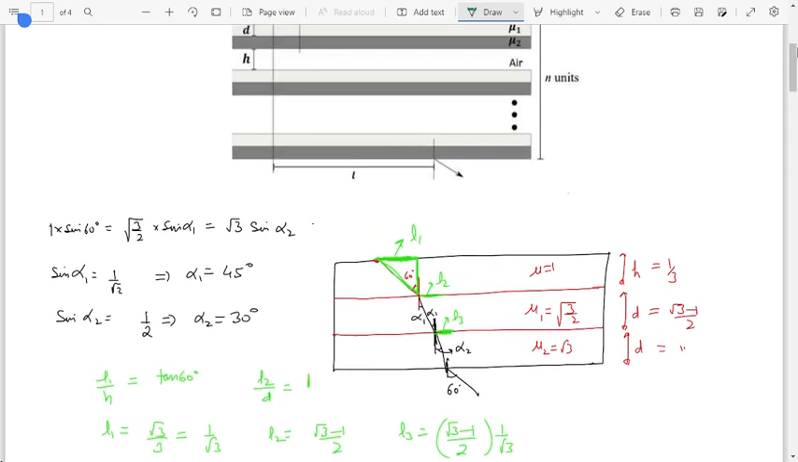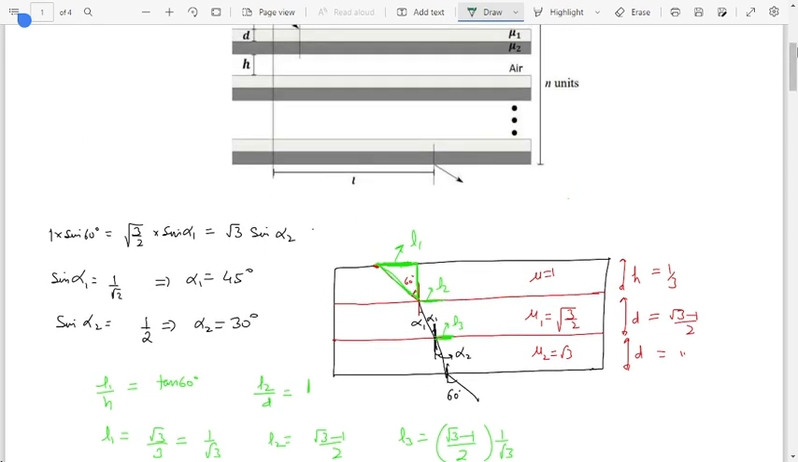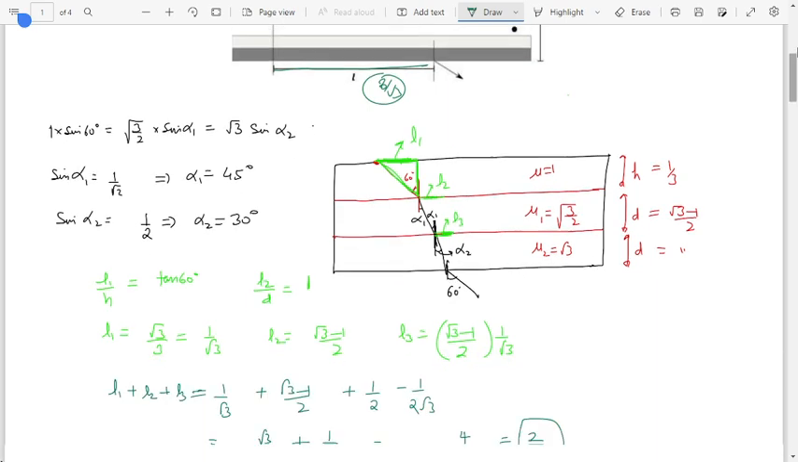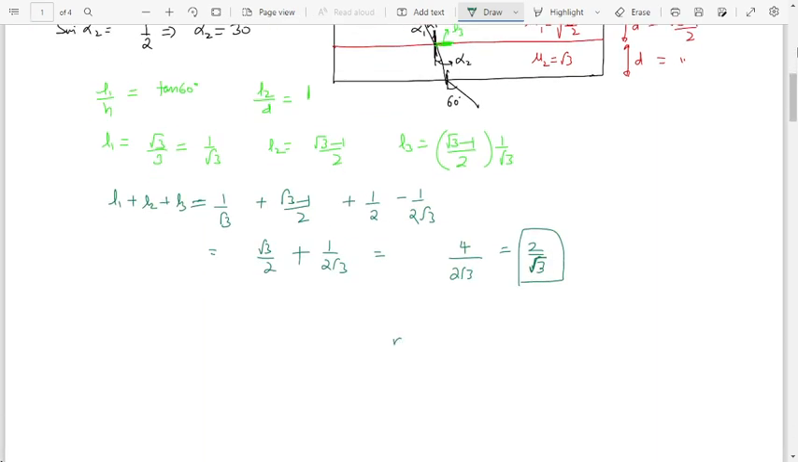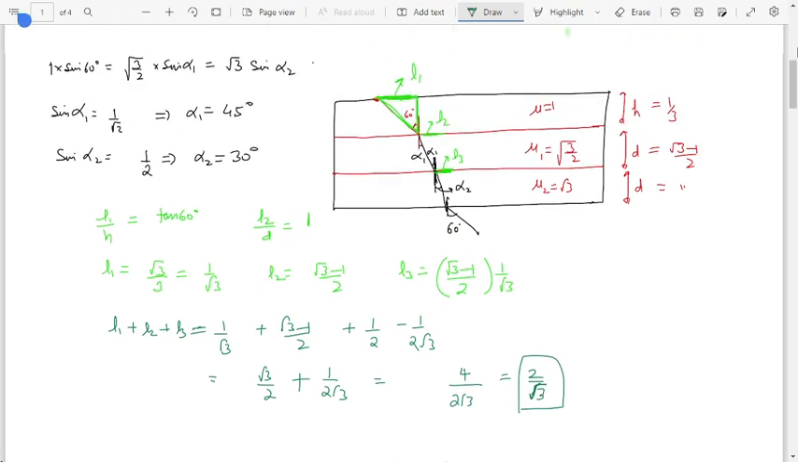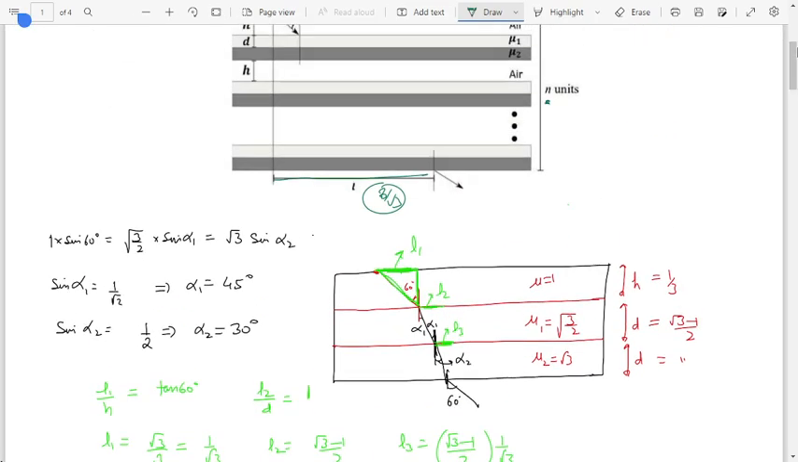The question asked that after crossing how many units, which they called n, the ray had moved by 8 by root 3. So basically, we had to find the value of n. Very easily we can say that n will come out to be 8 by root 3 upon 2 by root 3, so this will become 4. So after crossing 4 units, the ray would have moved by a distance of 8 by root 3 units along the x-axis.